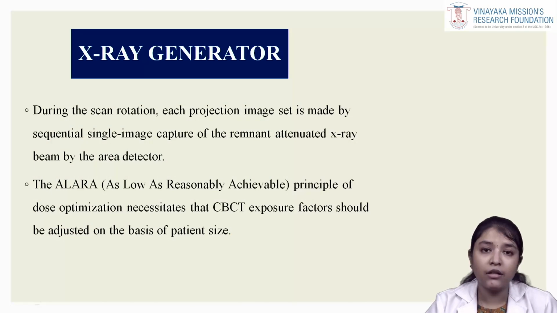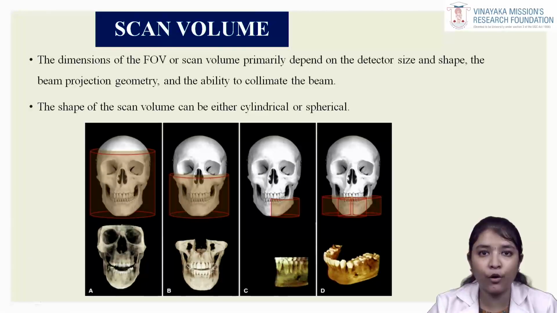X-ray generator: during the scan rotation, the X-ray source and the detector rotate around the patient from 180 to 360 degrees. The radiation is based on the ALARA principle, that is, as low as reasonably achievable. Scan volume is the important phase where we select the FOV, where FOV is nothing but the field of view.